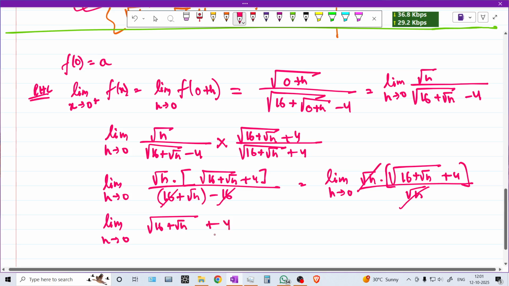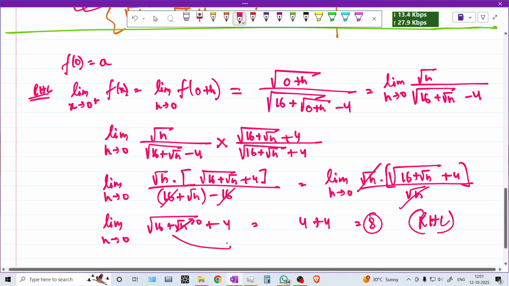Now since root h is going to 0, this is 0. So it will be 4 plus 4. 16's root is 4. So 4 plus 4 is equal to 8. So we got that the right hand limit is equal to 8.